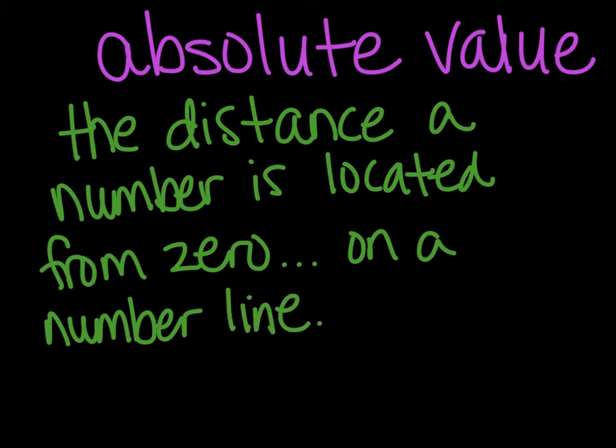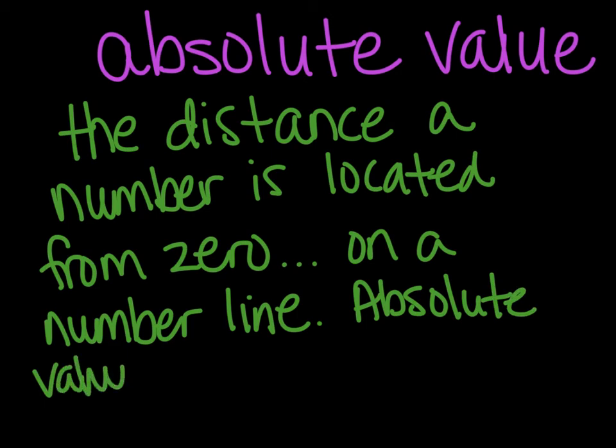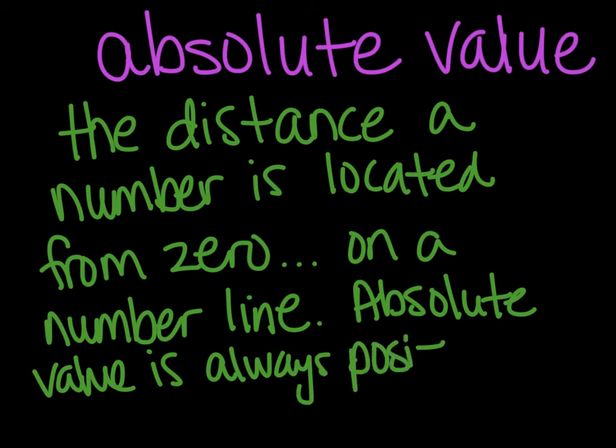Hopefully you'll remember that absolute value is always positive. It's always positive because it's not possible to have a negative distance from something. We can only measure a positive distance.